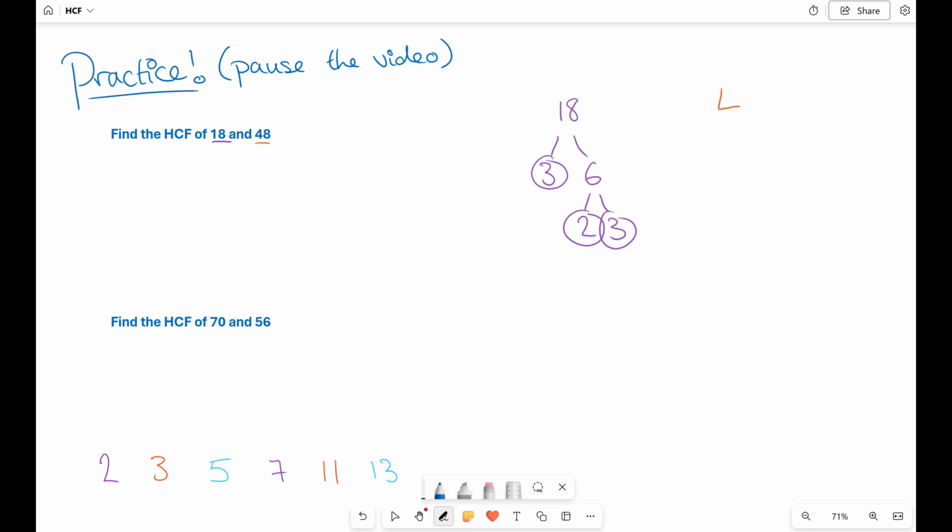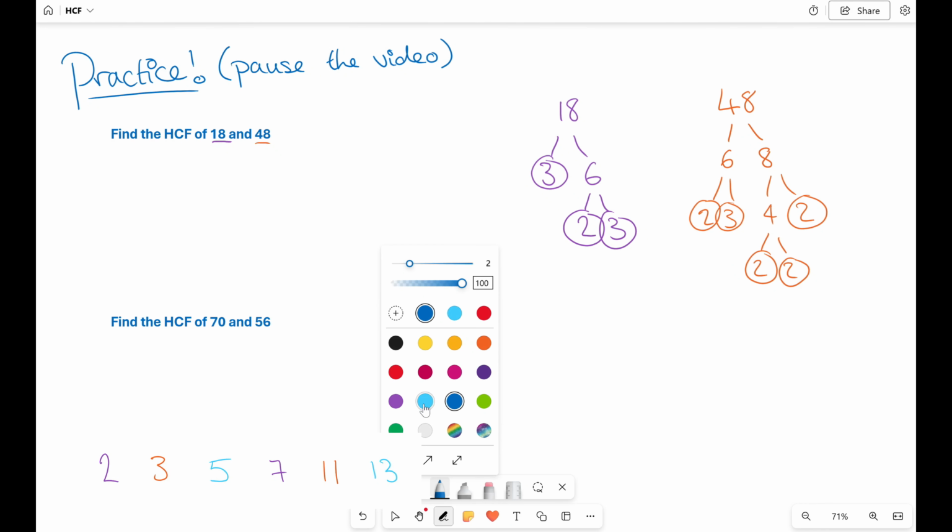So 48. Two numbers that times together to make 48 is 6 and 8. They're both not prime, so we're going to have to split them both up. So 6 is 2 and 3. They're both prime, so we'll circle them. And 8 is 4 and 2. 2 is a prime, 4 is not. Let's split that up, 2 and 2. Now we have all of our primes in place.